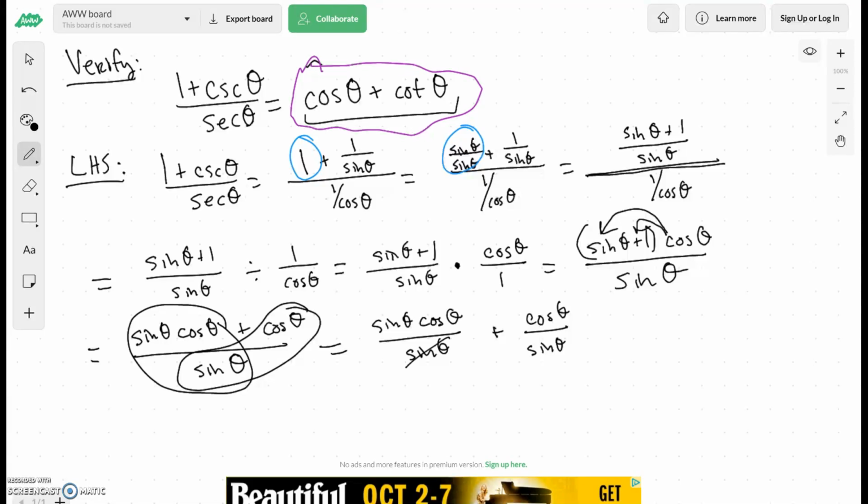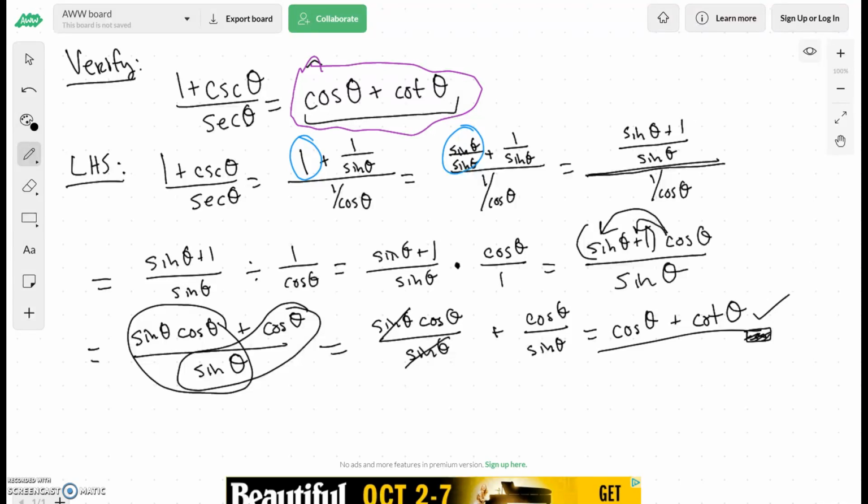Notice the sines are going to go away here, and I'm left with the cosine. And then what's cosine over sine? That's just equal to cotangent. And there we are done, because now we showed that this left-hand side was equal to my right-hand side.